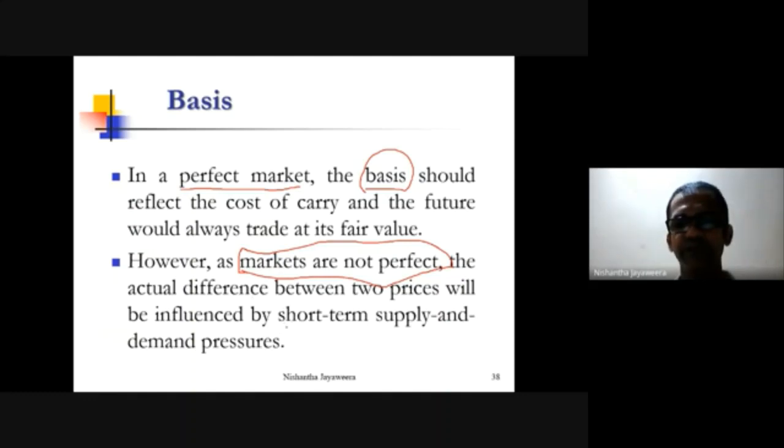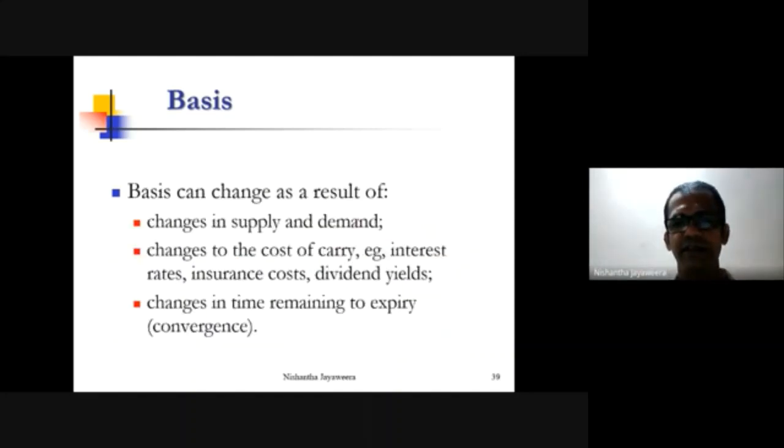The prices will depend on the short-term supply and demand pressures as well. If you think the price of some underlying is going to go up, people will tend to buy futures. Just because the demand for futures is going up, the futures price may go up. So that can happen. That will distort it, and the basis may not perfectly reflect only the cost of carry.